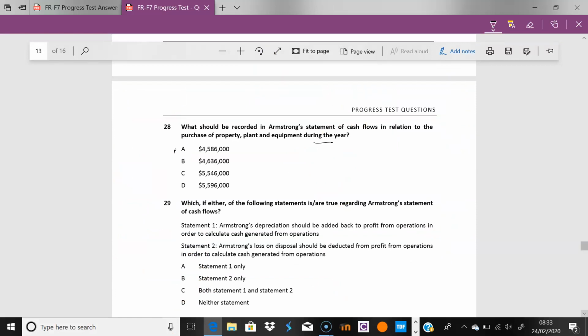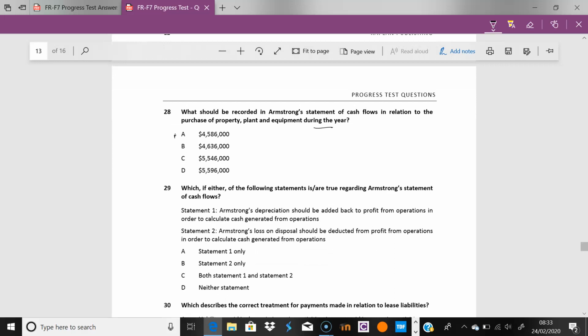This is asking what happens with regards to the statement of cash flows for profit from operations. Depreciation is always added back, of course. All losses and expenses are always added back. So this is an expense and should be added, not deducted. It's gains that are deducted, isn't it? So only statement 1 is correct. Remember, cash flow from operations. I'm sure you're happy with that.